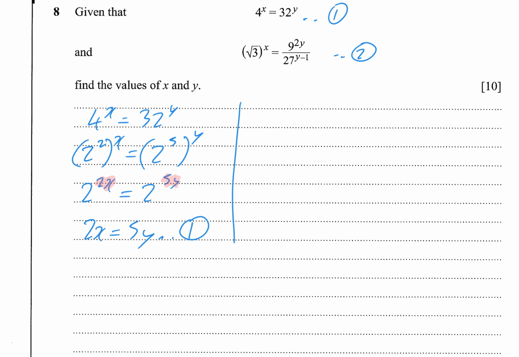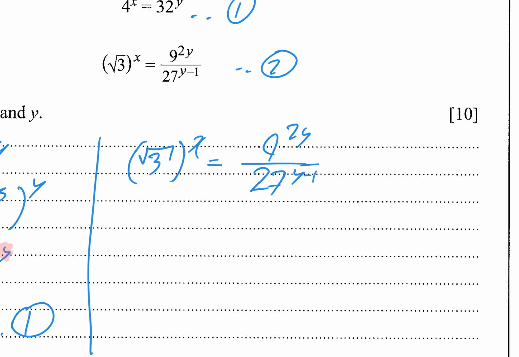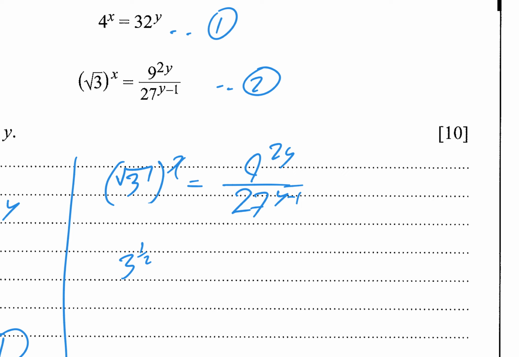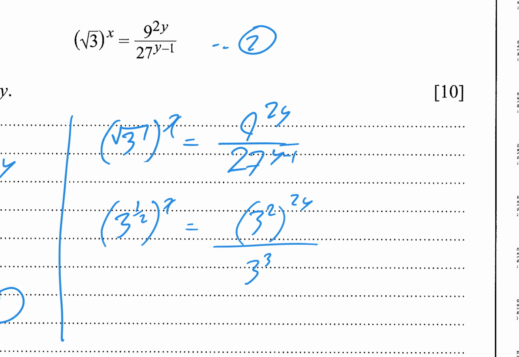My second equation, I'll do it down here. My second equation was ugly. It was root of 3 to the power of x is equal to 9 to the power of 2y over 27 to the power of y minus 1. So that's what we've got. Okay, got to change this thing. Got to make the bases all 3. So that's 3 to the power of a half, first of all, to the power of x. 9 is 3 squared, and that's the power of 2y. And then 27 is 3 cubed, and that's the power of y minus 1.